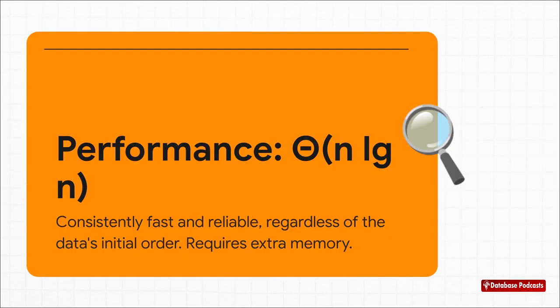And this right here, this is a huge leap in efficiency. Merge sort runs in what's called theta n log n time. All you really need to know is that it's way faster than n squared for large data sets, and it's consistently fast no matter how messy the initial data is.